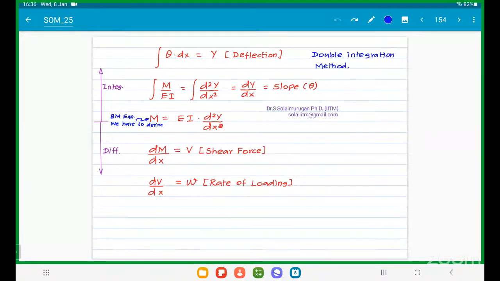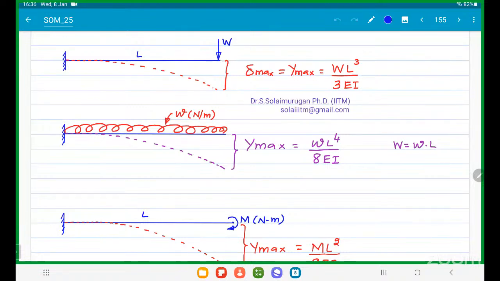We are traveling two ways. One is integration: first integration gives slope, second integration gives deflection. First differentiation gives shear force. First case, cantilever with a point load at the free end. Standard case: maximum deflection is equal to capital W L cube by 3 EI.